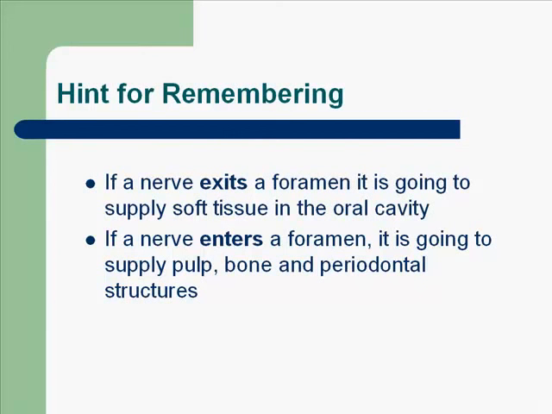A good hint to remember: if a nerve exits a foramen, it is going to supply soft tissue in the oral cavity. So it comes out of the foramen, goes towards the soft tissue. It will innervate soft tissue. If a nerve enters a foramen, think about when the mandibular division enters the mandibular foramen. It is going to supply pulp, bone, and periodontal structures.